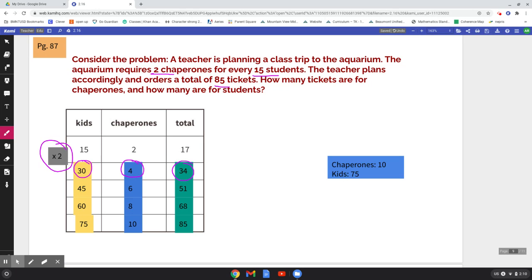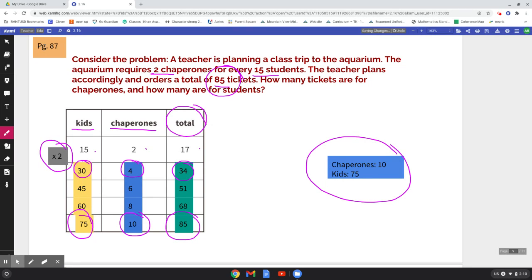So you're going to be going up, you're going to double it, or you're going to be going up by 15 every time here, 2 every time here, and 17 every time here, which is what some of you will do. And then I want to know about the 85 tickets. So my total is 85. So if it asks chaperones, there's 10. Kids, there's 75. So notice that it's the same problem, but you're still getting the same answer, just a different way. So you should be filling in the table, and you should write what I have here about the chaperones, 10, kids, 75.